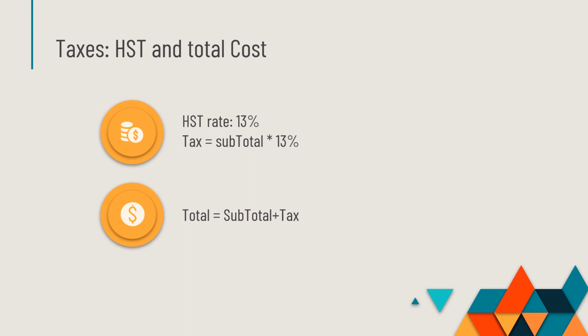With the subtotal number, now we can calculate the HST. As the HST rate in Ontario is 13%, the tax will be 13% of the subtotal. And then we calculate the total. It is the subtotal plus the tax.